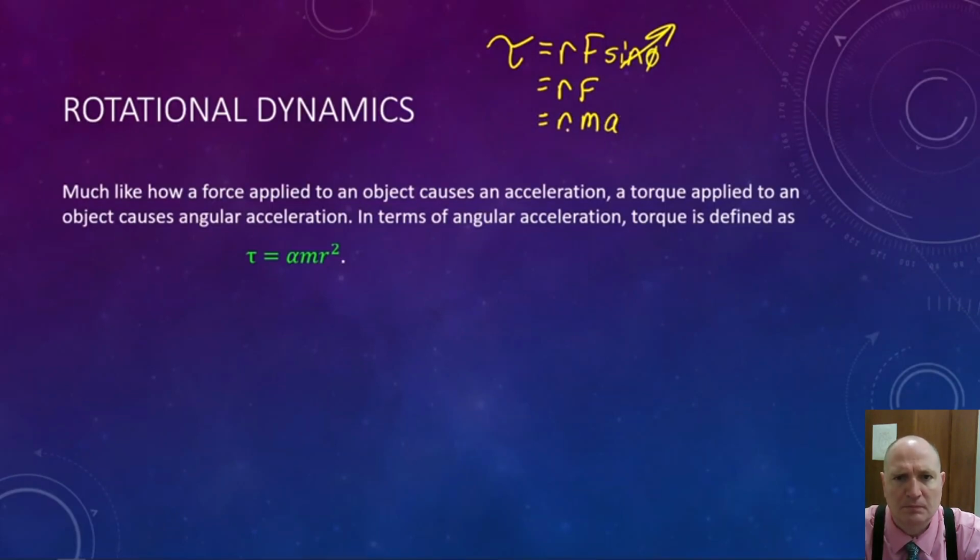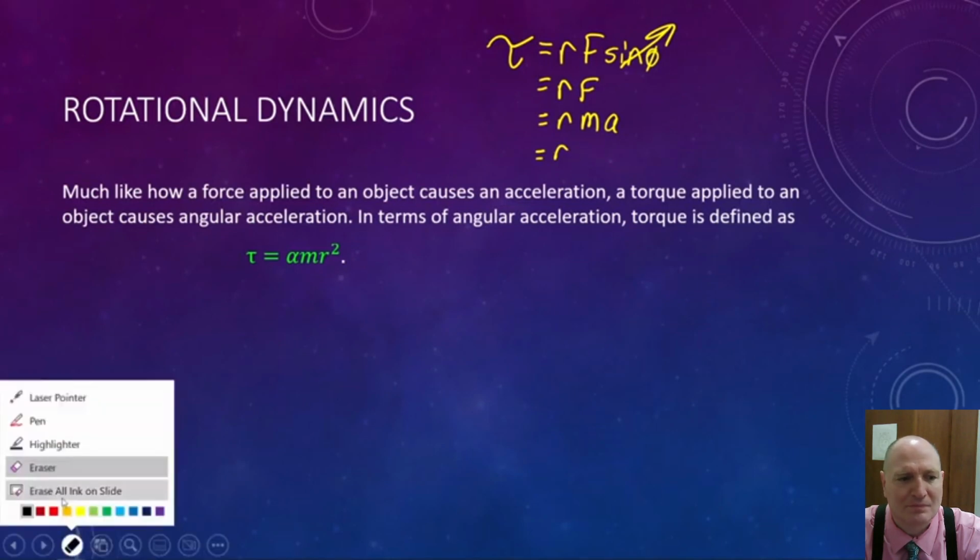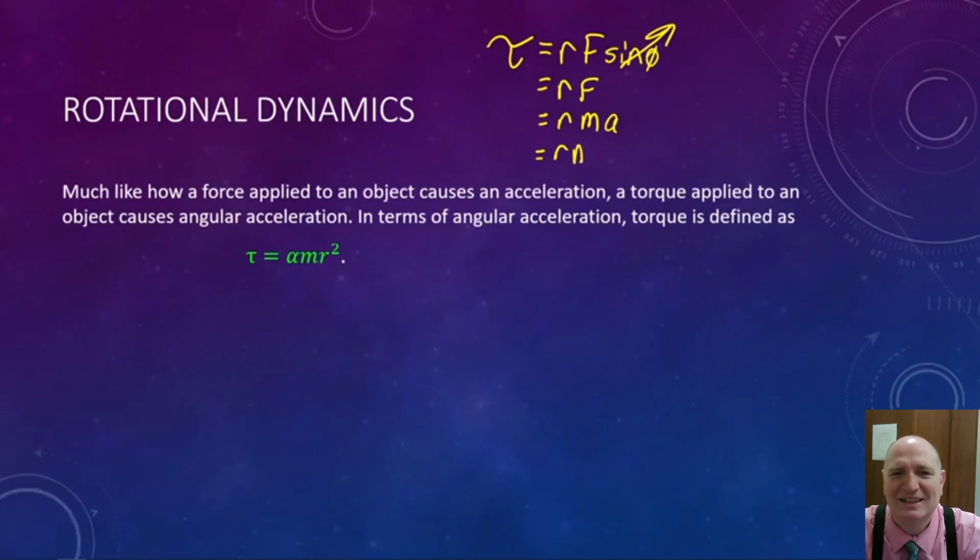But from 2 lectures ago, we saw that tangential acceleration, a, is given by alpha times r. So this equation becomes r times m, and then times alpha r. So this is where that equation comes from. You can see here, if you just do a little rearranging, notice that there's 2 r's. This is alpha m r squared. So that's where this equation is coming from.